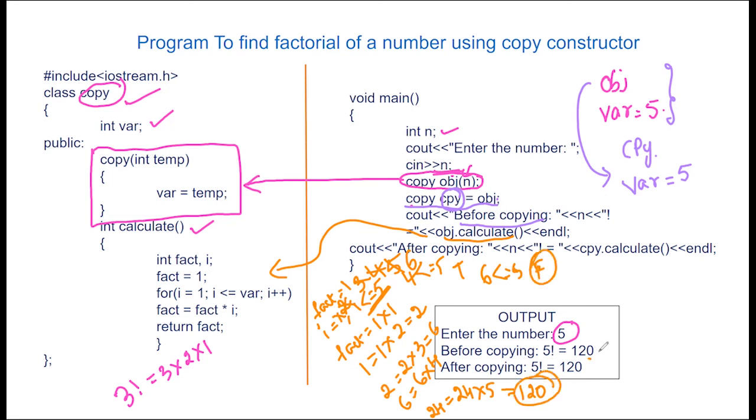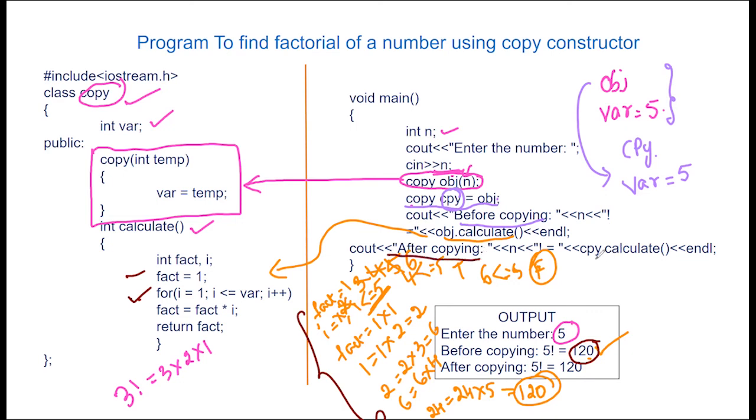Now the value in fact is 120, hence 120 is going to get printed. I hope this is clear. So mainly we are focusing on the copy constructor here. By now you should be able to run this program, write and run something like this, and understand how it works. So when I say obj.calculate, 120 is going to get printed.